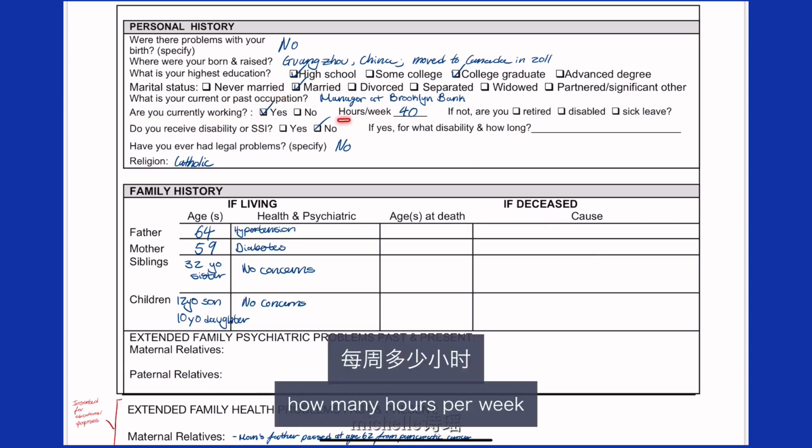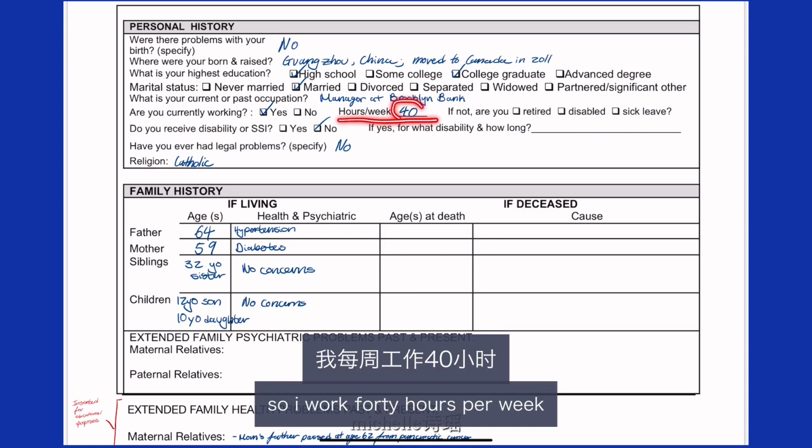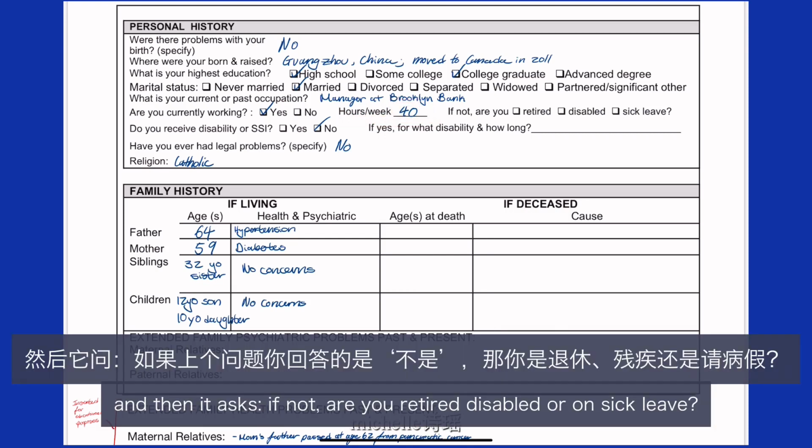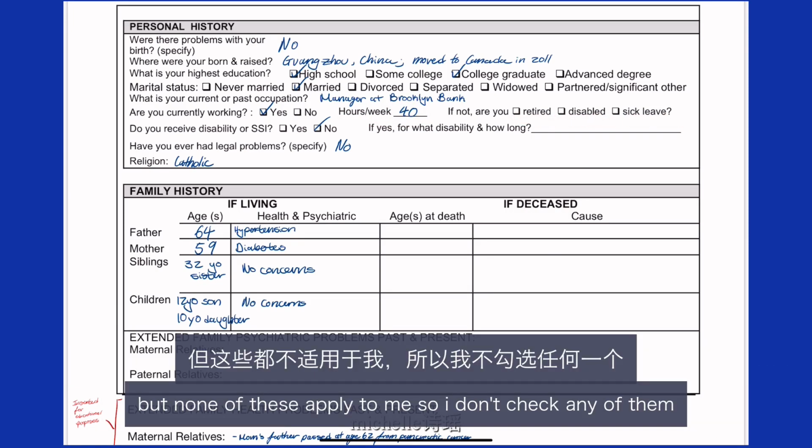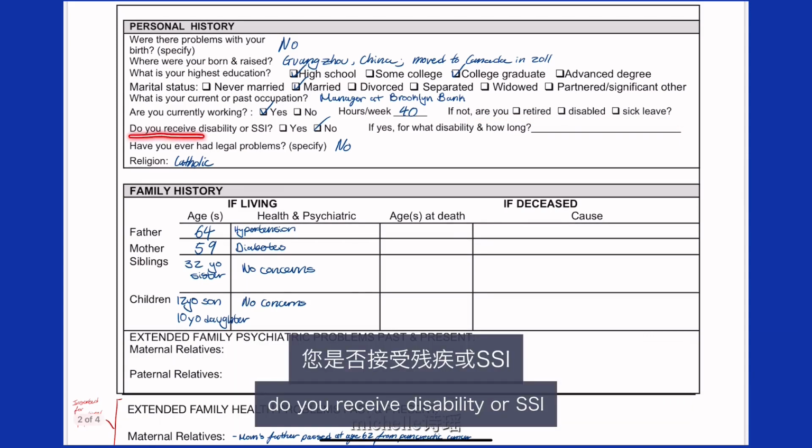How many hours per week? So I work 40 hours per week. And then it asks, if not, are you retired, disabled, or on sick leave? But none of these apply to me, so I don't check any of them. Do you receive disability or SSI?